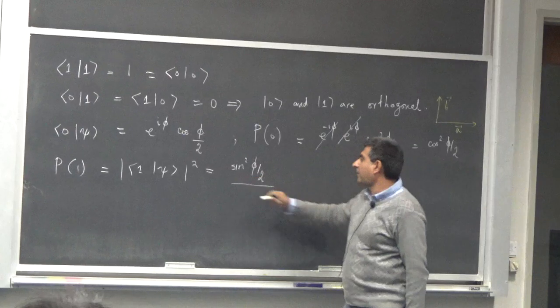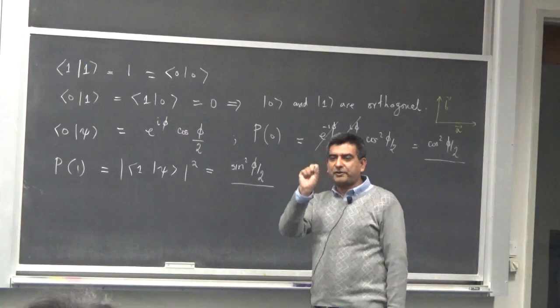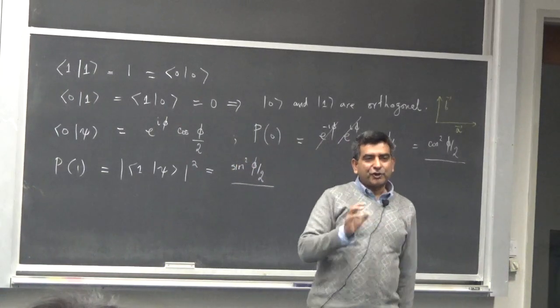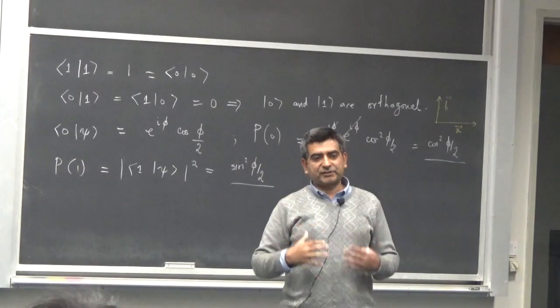What is the sum of these probabilities? 1. If I did not use the 1 over root 2 factor, these probabilities would not turn out to be 1. So in order to comply with physical reality, the probabilities must be conserved.